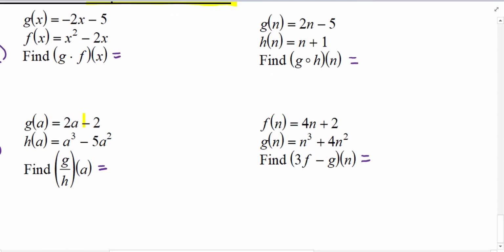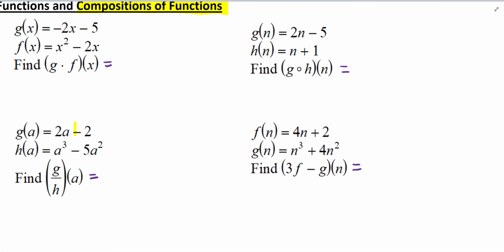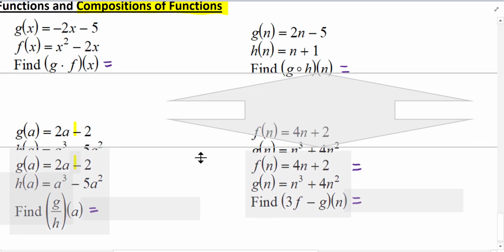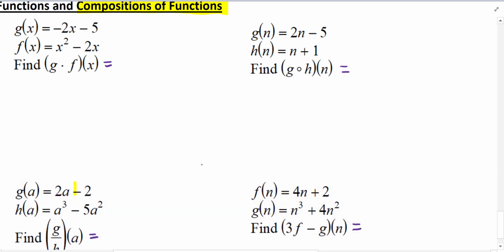All right, we're going to move over here to multiplication. I'm going to give myself a little bit more room. There we go. All right, now you're going to multiply these two functions. So in parentheses, negative 2x subtract 5 times x squared subtract 2x.